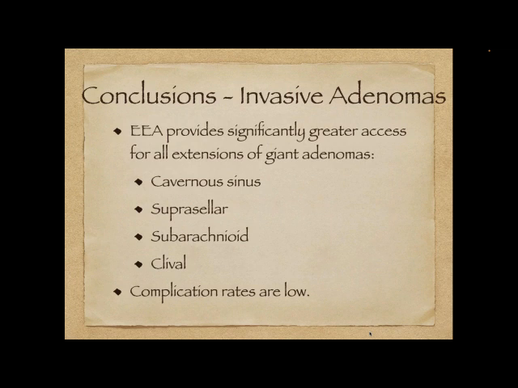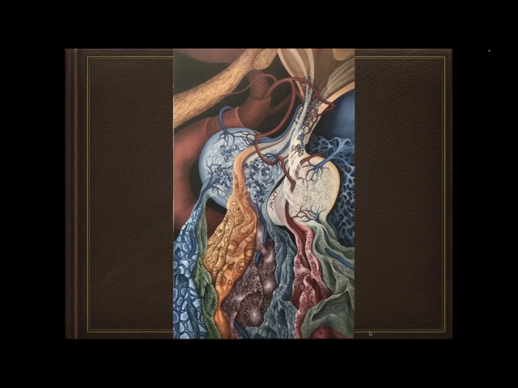These invasive tumors are tumors, again, that extend into or around the cavernous sinus and the carotid artery. They extend into what's called the suprasellar space, or above the sella, or the saddle, or the pocket where the pituitary normally sits, and into the subarachnoid space, which is around the brain. And then finally, the clivus, which is really the bone at the base of the skull. And we can treat all of these with low complication rates.